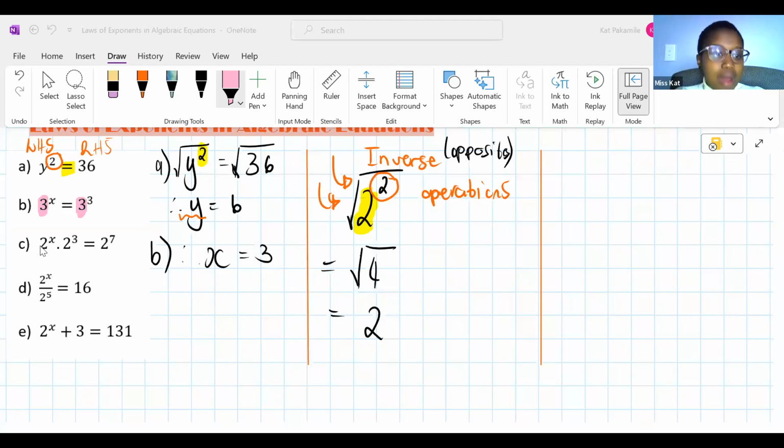Okay. Now we are tapping into the laws in number C. Who has an idea of how we're going to work with number C? Now we could use a certain law.